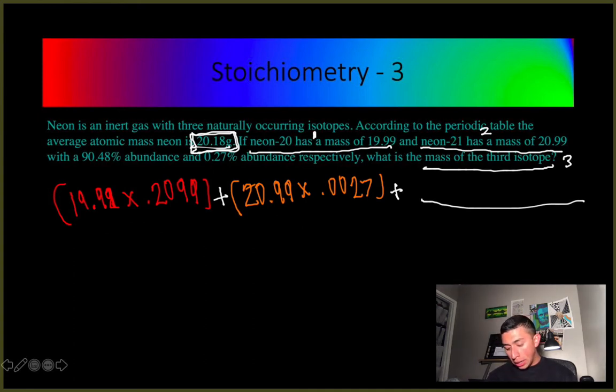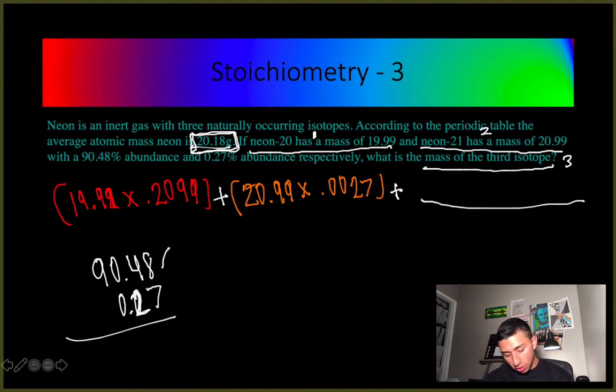But what I really want you guys to understand from this video is that 90.48 and 0.27 are the 2 percent abundances. This is the percent abundance of the first isotope, and this is the percent abundance of the second isotope.